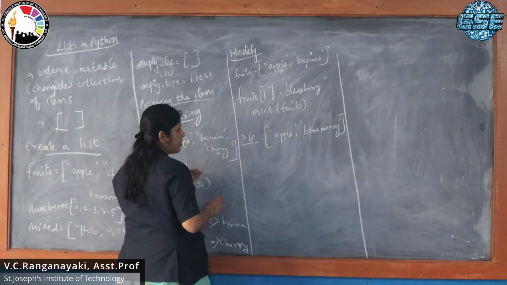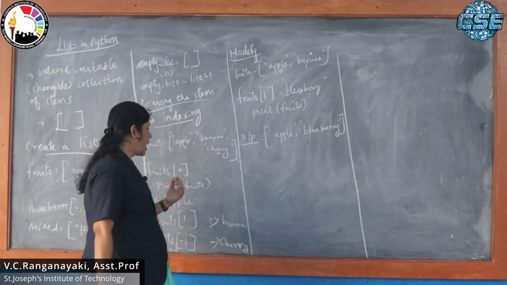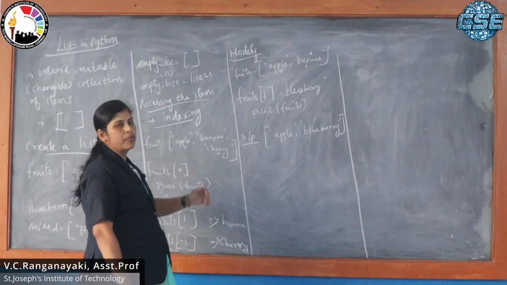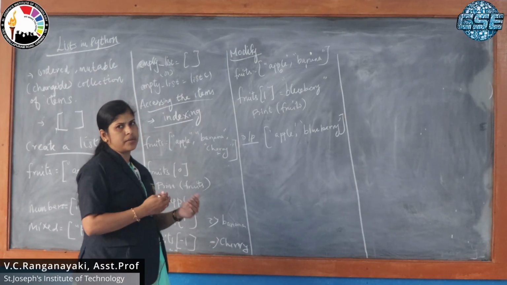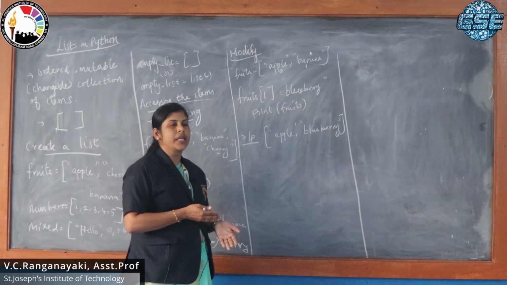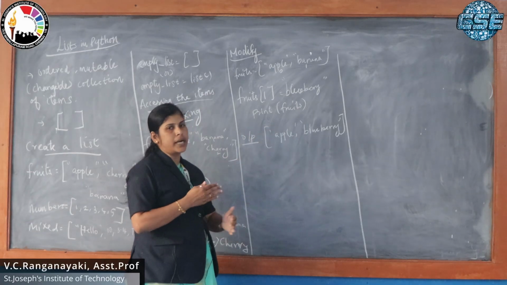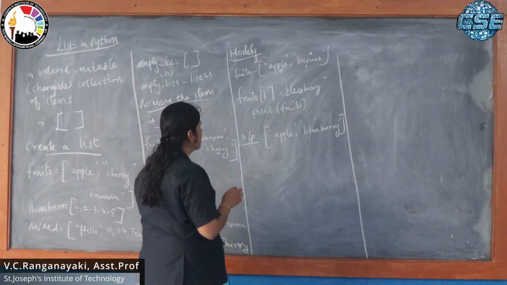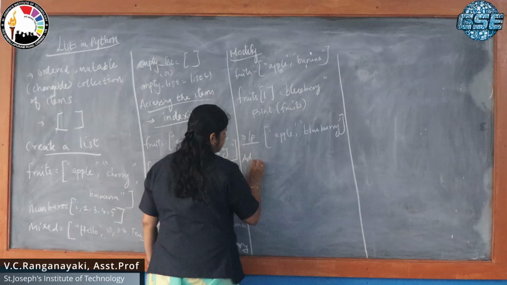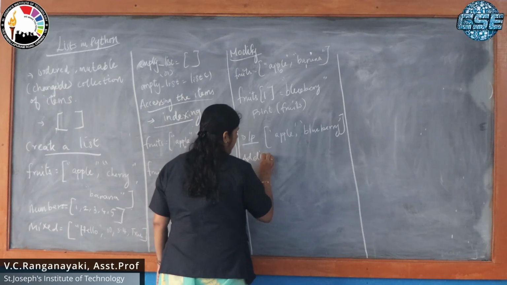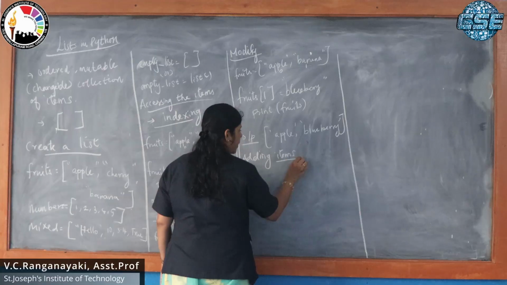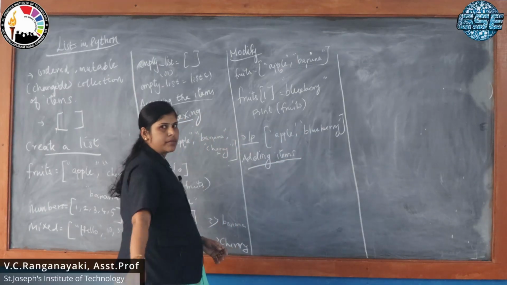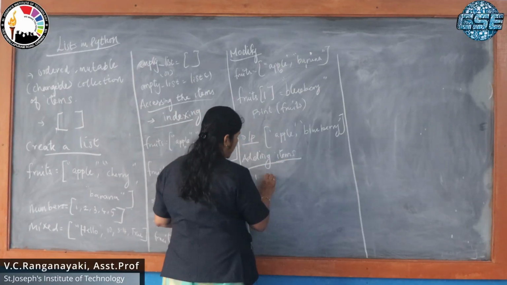Okay. Next, after creating a list, accessing the items, now I modified the items also. Next, I want to add some more items. Okay. In that particular list, I want to add some more fruits. In that case, what will we do? Adding items. In 3 ways I can add the items. First one, append.